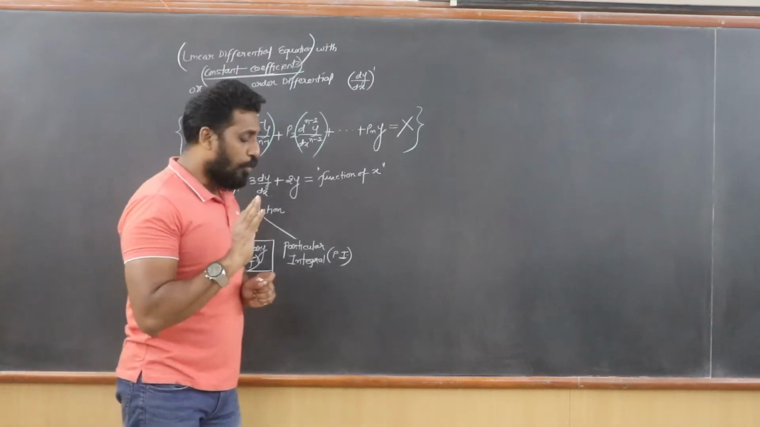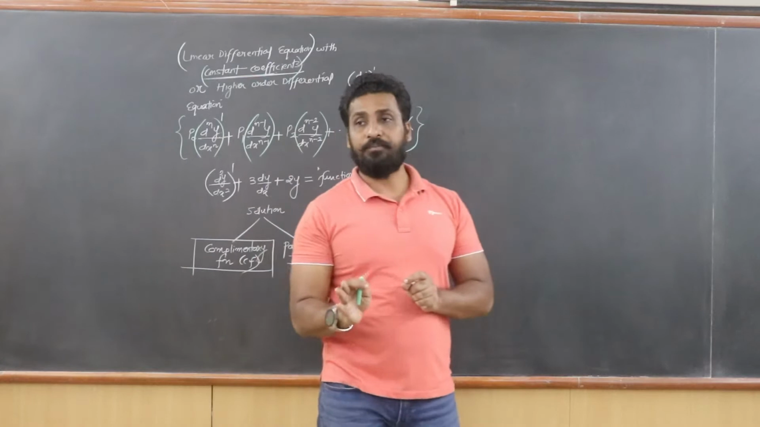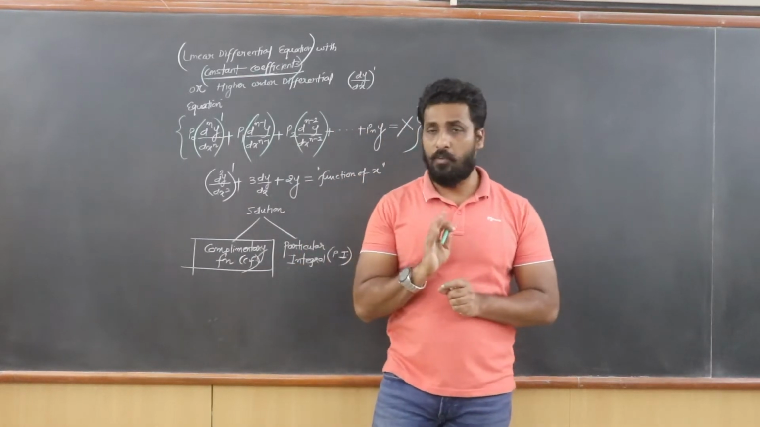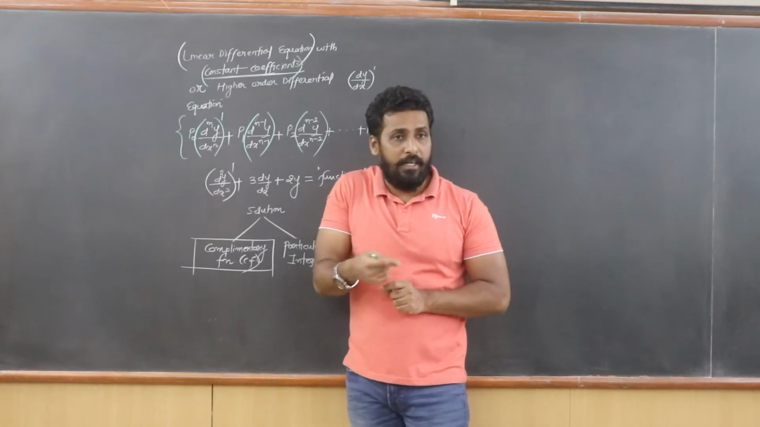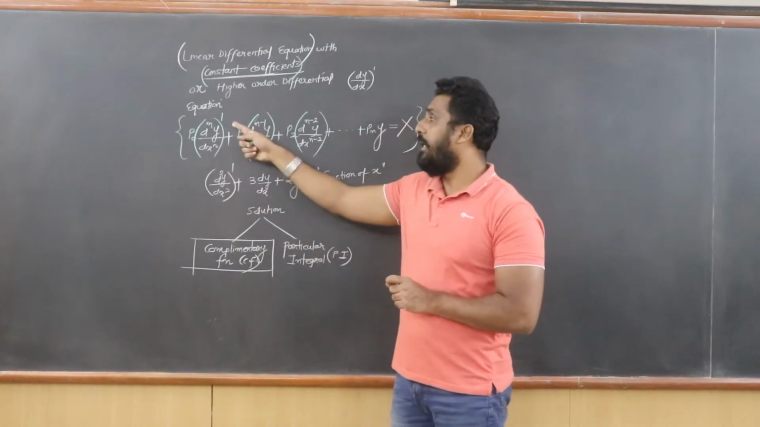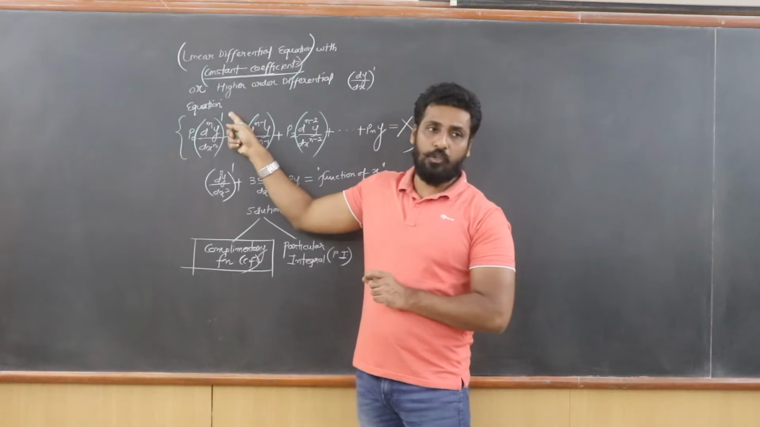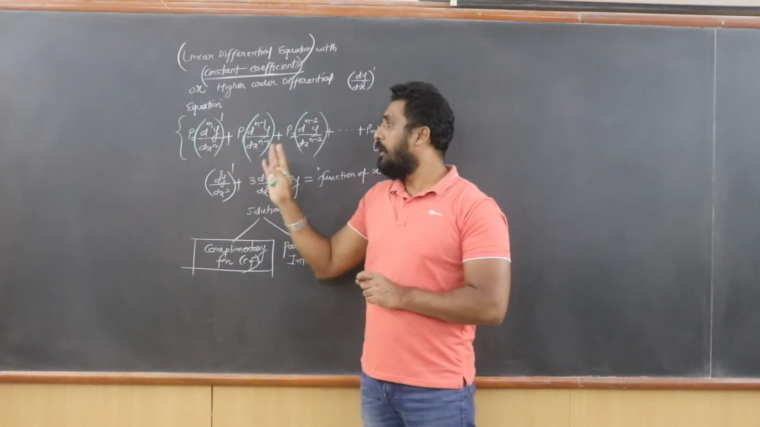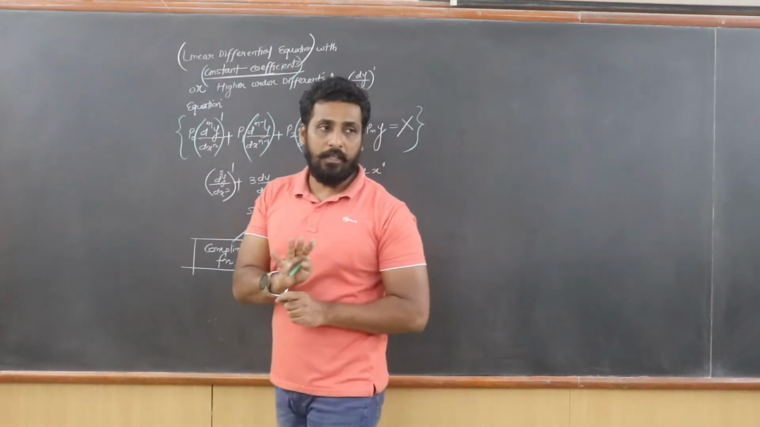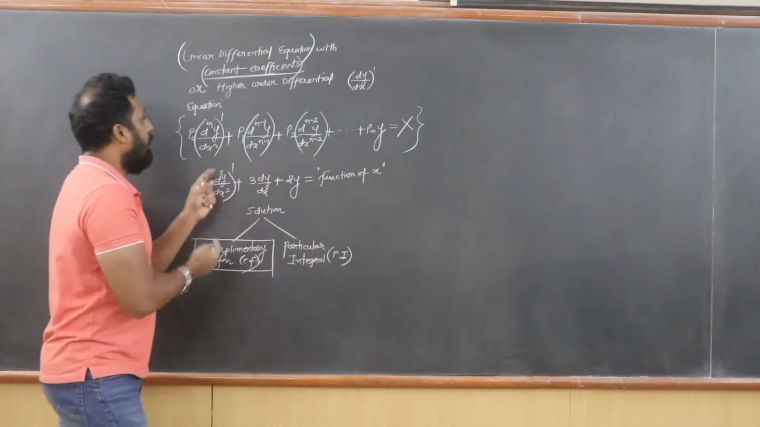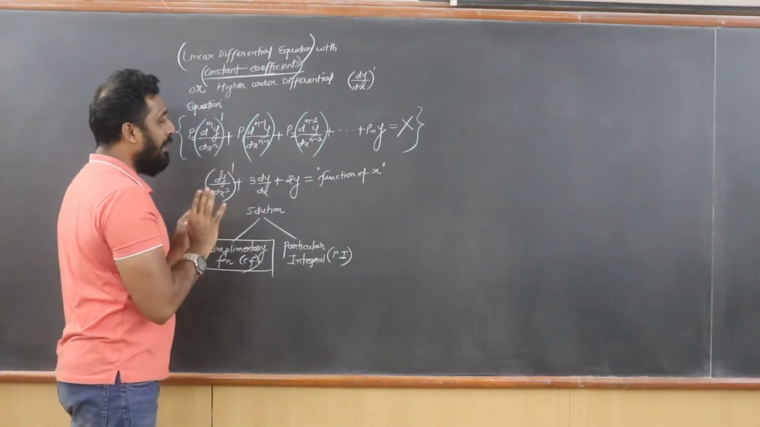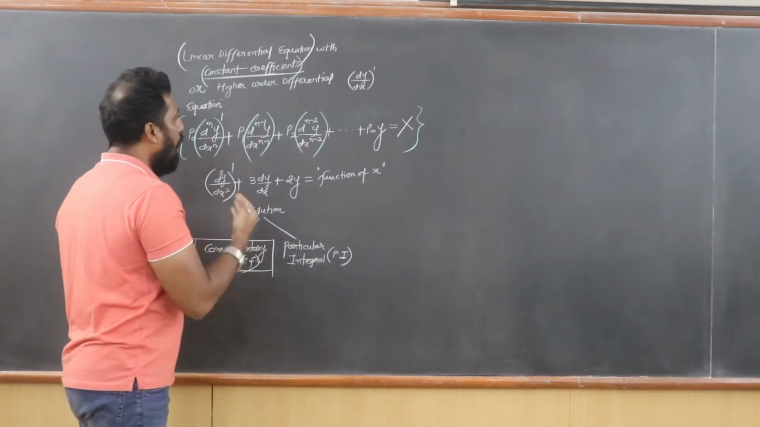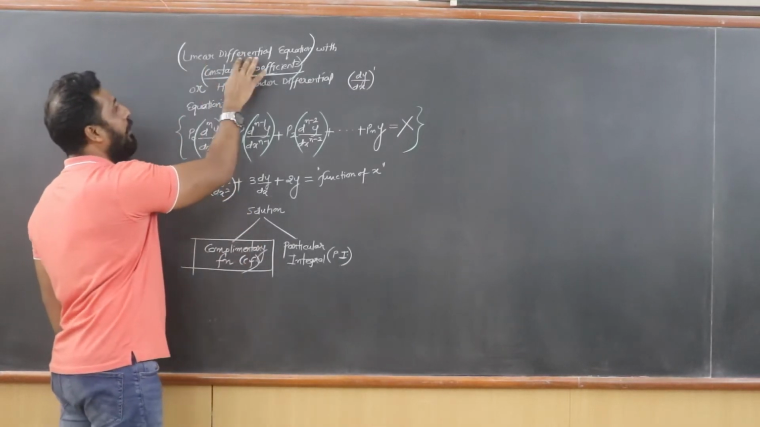I hope you remember the difference between the order and the degree of a differential equation. When I say order, it means how many times you are differentiating. And when I say degree, it means the power of the differential coefficient. So order is nothing but how many times you are differentiating the equation, and degree is nothing but the power of the differential coefficient. If this difference between order and degree is clear, we can now move on to what a linear differential equation is.